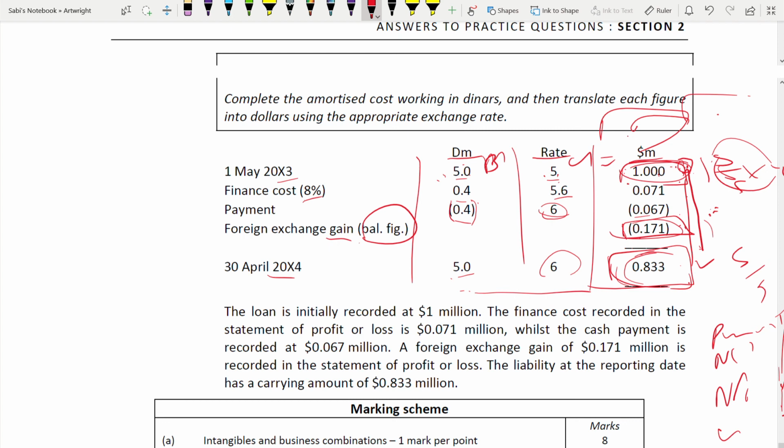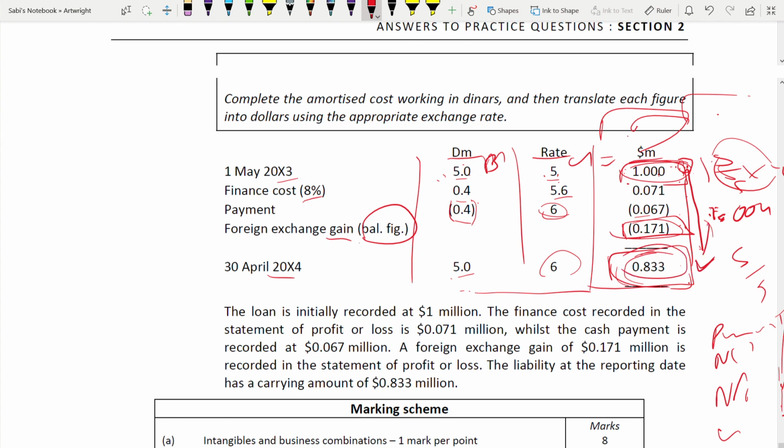How do you know whether it's a gain or a loss? Always understand what it is, an asset or a liability. It is very important to know whether it's an asset or a liability. Based on that, this is a liability, so you will always want your value to go down at the year end and not go up. If you take 1 plus 0.071 minus 0.067, it will give you 1.004. Do this calculation on your own and check, which is more than 0.0833. That means the value of the liability went down, which is good.